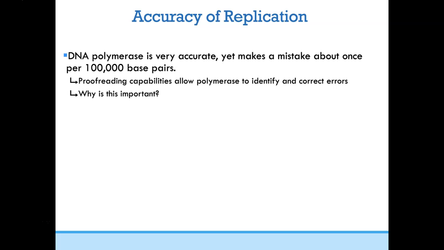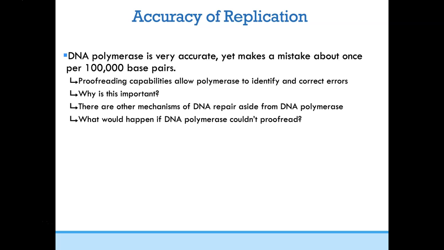Why do you think that's important? Why is it important to have proofreading capabilities? We don't want too many mutations to accumulate, especially if it's in a crucial gene. But yet, mutations are important for diversity. So there's a fine balance. Some errors are necessary, but it has to be the right balance of errors and accuracy. What would happen if DNA polymerase couldn't proofread? You get tons of mutations, right? But what if DNA polymerase were 100% accurate all the time? Then you would get no diversity.